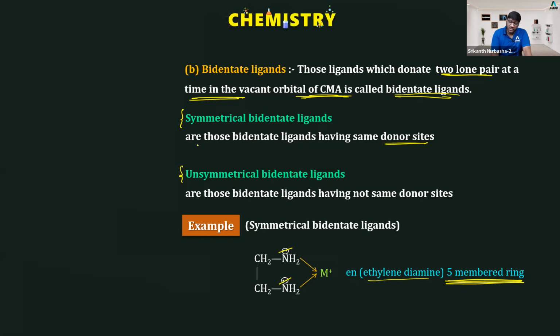Symmetrical bidentate ligands means the electron donor sites are the same donor sites. Unsymmetrical means different donor sites. Yes or no? Write down these examples. Example of a symmetrical bidentate ligand: ethylene diamine.